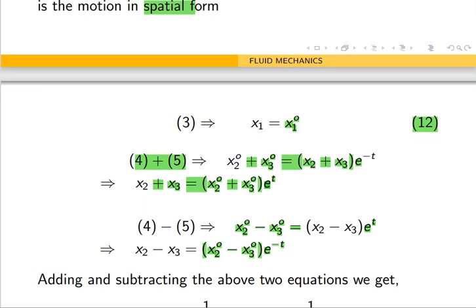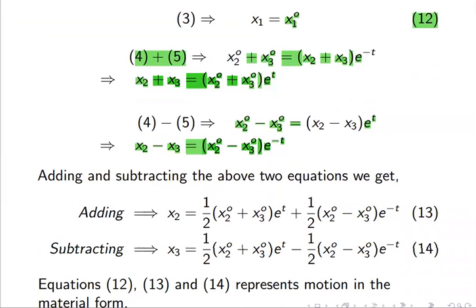Now we have got these two equations, this and this. So adding and subtracting the above two equations. By adding, I'm getting x2 in terms of xi naughts and t. And subtracting, I'm getting x3 in terms of xi naughts and t. Call them 13 and 14. So these equations 12, 13 and 14 represent the motion in the material form.